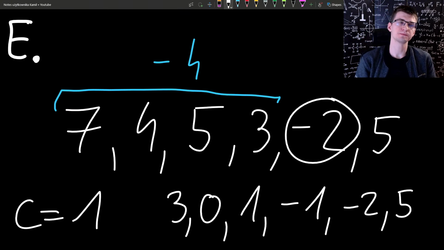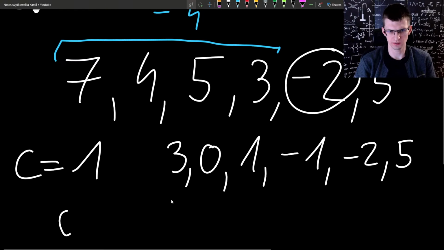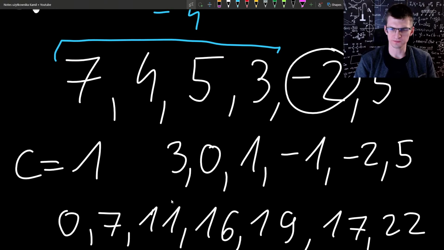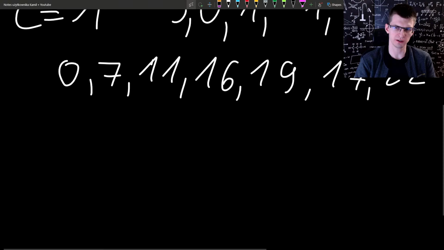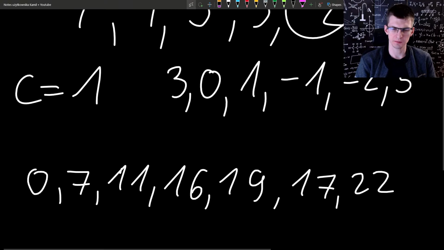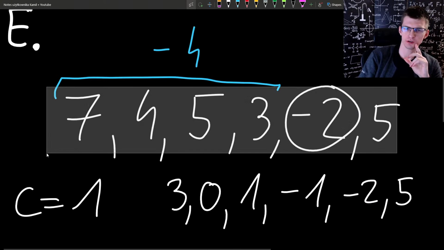For C equal to 1, then prefix sums matter, they matter a lot. Let's compute the prefix sums array of this. 11, 16, 19, 17, and 22. When you increase all numbers in some interval by a constant, it's nice, the prefix sums behave nicely. Because what happens? Do they? Actually, no. Something else. I think I should treat those as prefix sums of something.